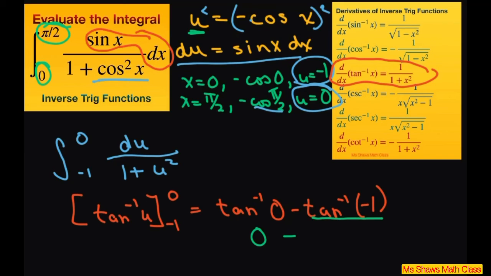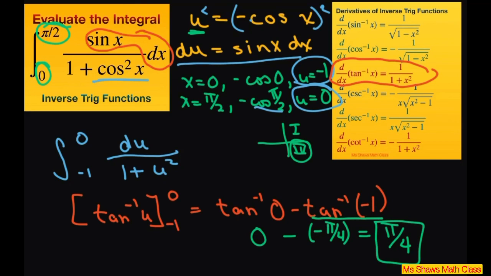That means, remember, the restrictions on inverse tan are quadrants 1 and 4. Since it's negative, we're in quadrant 4. So that's going to be just negative pi divided by 4. All right, and so that final answer is going to equal pi divided by 4. And that's your final answer.